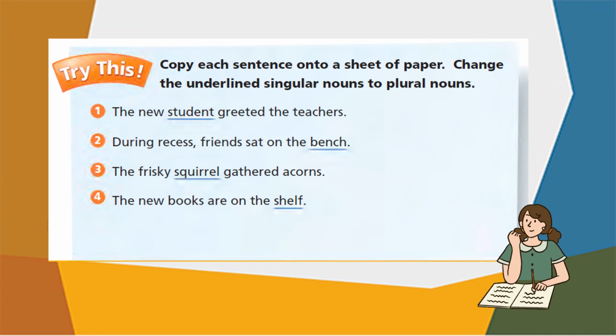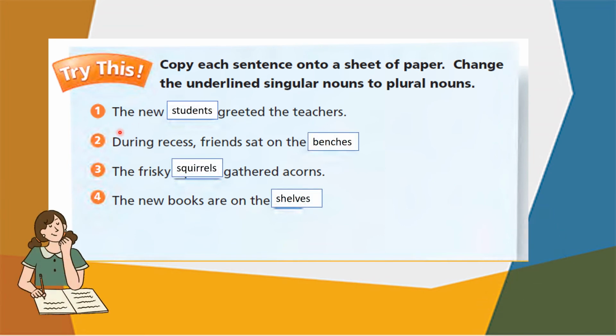Now let's look at the answers. The new students greeted the teachers. Add S after the noun. During recess, friends sat on the benches. In this case, we added ES because our noun ends with CH. The frisky squirrels gathered acorns, and the new books are on the shelves. So in this case, we have changed F to V and added ES.